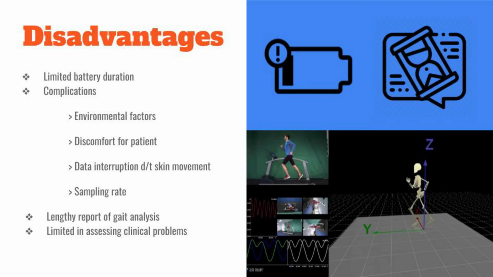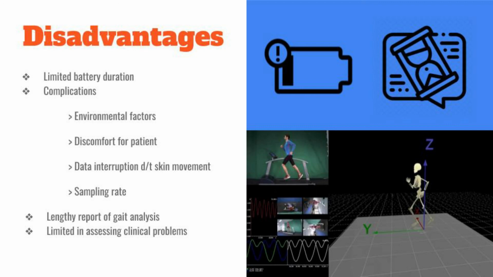It requires equipment and special setup dependent on environmental factors such as proper lighting, as well as having an adequate view of the patient in terms of distance and angle. The small sensors mentioned earlier could also cause discomfort to the patient since these need to be placed on their body. Furthermore, the data being measured could be interrupted due to skin movement over the body segments.